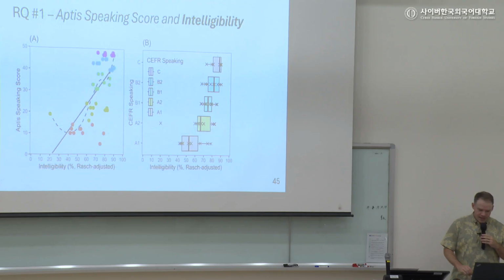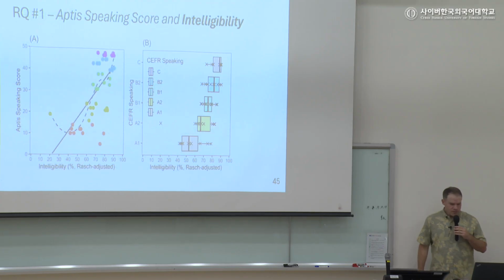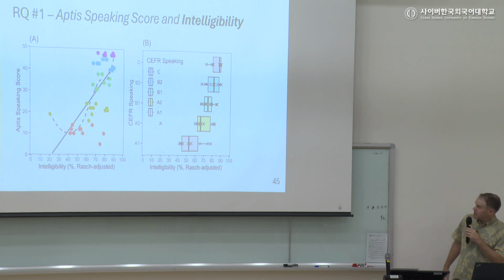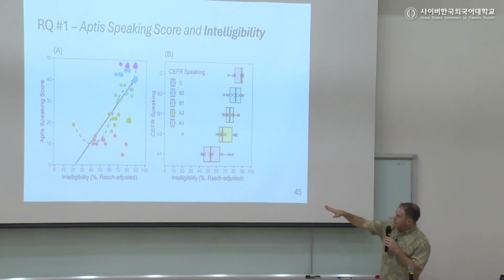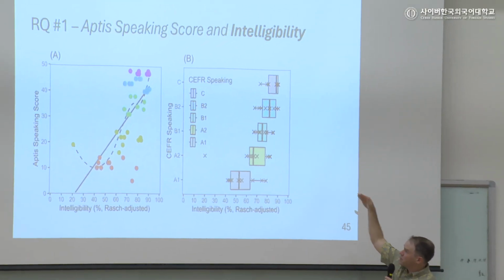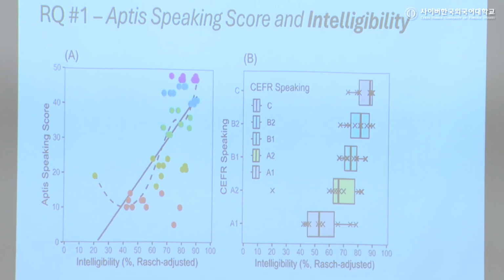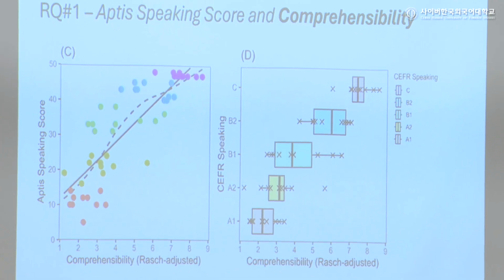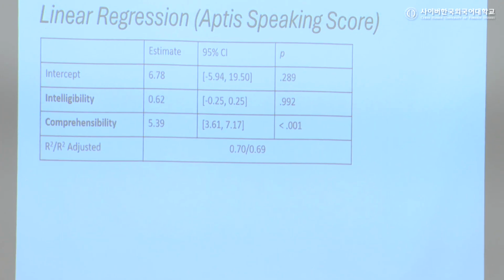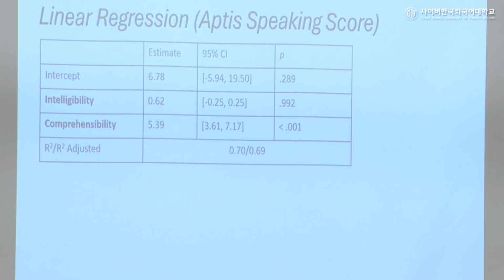Okay. And to look at the data a little bit more, we can see that as intelligibility goes up, so does proficiency, whether we're looking at raw scores or CEFR classifications. Same for comprehensibility, kind of similar trends here. Okay. We also have some regression results.